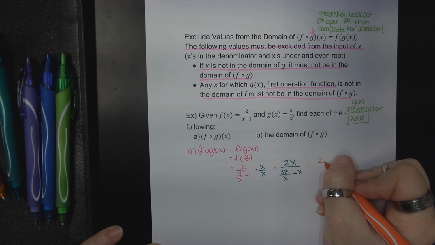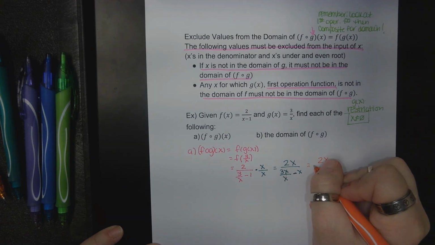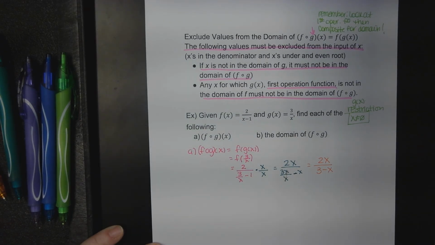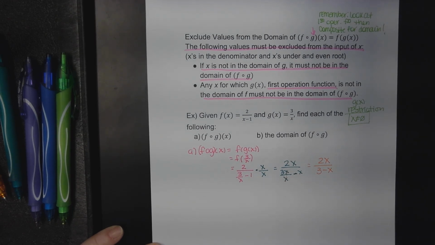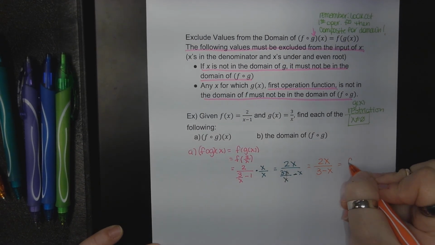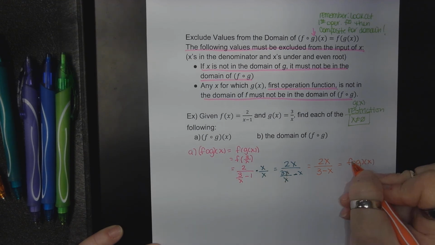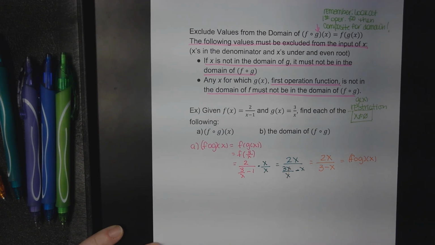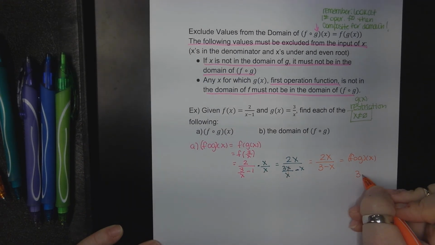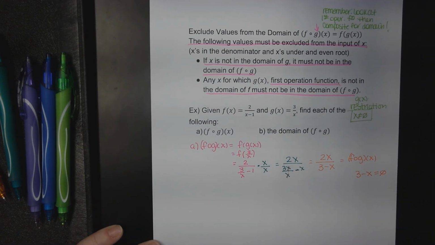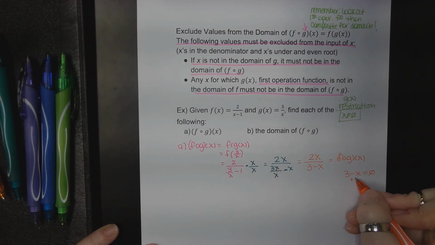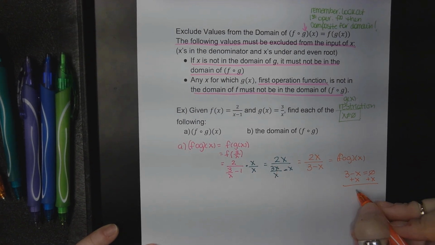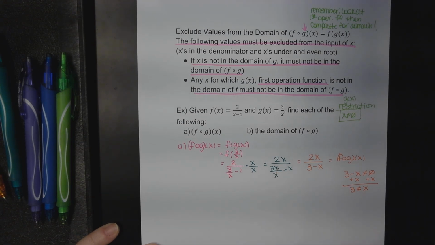Now we have 2x over 3 minus x. This is our new composite. This is our f, g of x. But now we have to find the restriction for this, yeah? So let's do that. So we have 3 minus x cannot equal 0. The way to solve this one would be to add x to both sides. So x cannot equal 3, right?